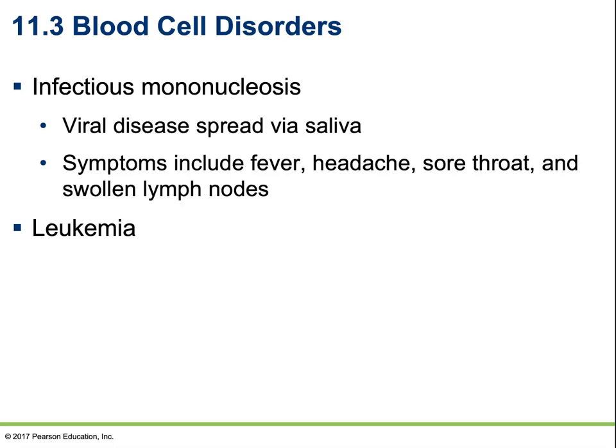Leukemia is also a blood cell disorder. It's caused by a cancer of the white blood cells. It'll cause the number of white blood cells to greatly increase. So we're going to see a huge uptick in white blood cells. Unfortunately, these abnormal cells can take over the bone marrow, preventing the development of other formed elements. So yes, we have lots of white blood cells, but we're forming very little of the other formed elements. Symptoms can include anemia, inadequate clotting, and impaired body defense mechanisms. Treatment typically involves radiation therapy, chemotherapy, and transfusions.